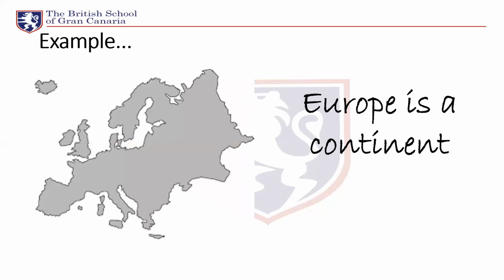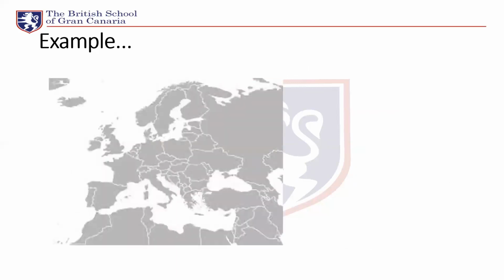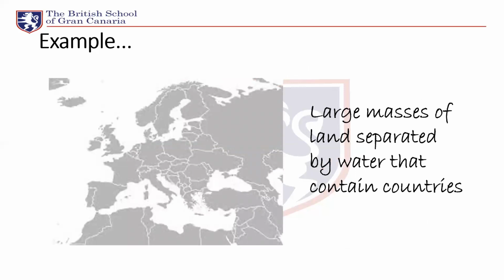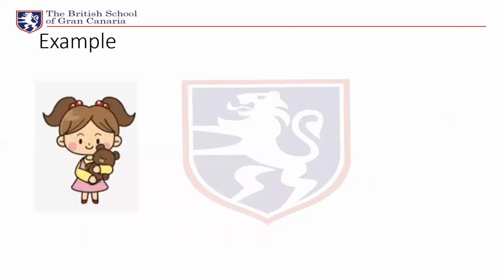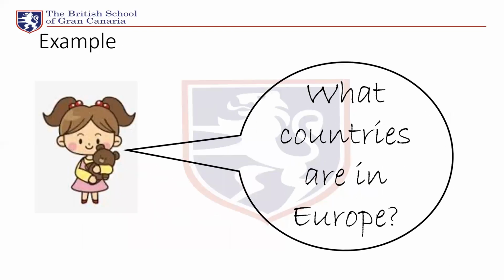So you're going to tell her that Europe is a continent, but you know that's not going to be enough for her. She's going to say, but what is a continent? And then you can say, well, a continent is just a large mass of land that's separated by water and contains countries. You know she's going to come back and say, but what countries are in Europe? So you need to tell her what countries are in Europe.